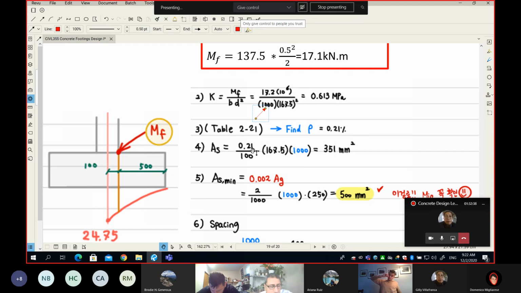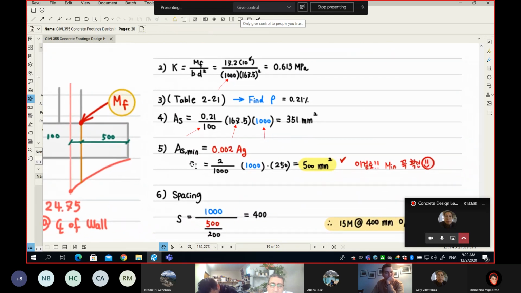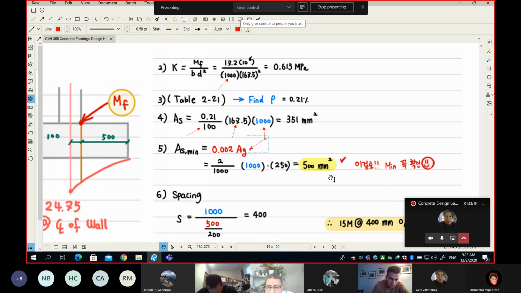This is how you find the area of steel. So 0.21, and please don't forget it's a percentage, which means you have to divide by 100. Then multiply by the D, multiply by the B. So we have here 351 millimeter square. We need to make sure that this exceeds the minimum area of steel, so we multiply 2 per 1,000 by the area gross. Remember, this is the area gross, not B times D. This is B times H. So 1,000 times 250.